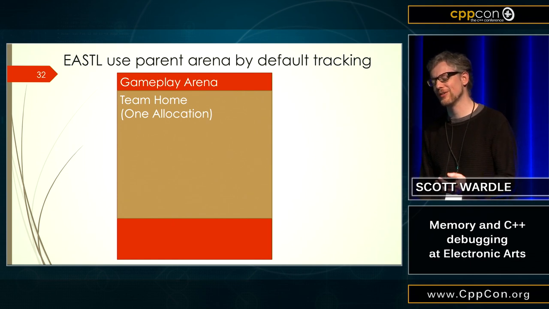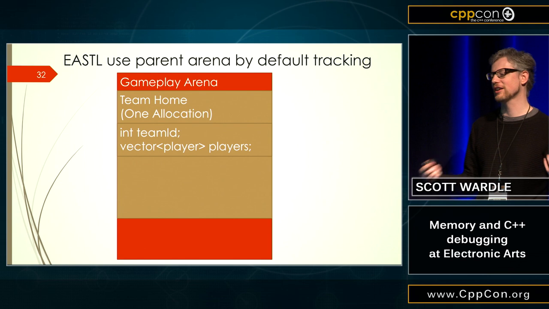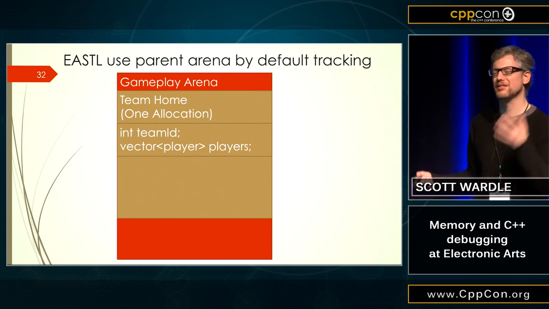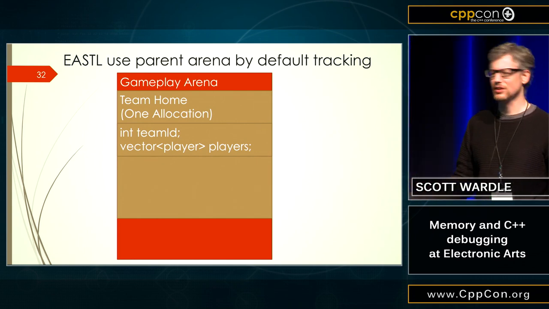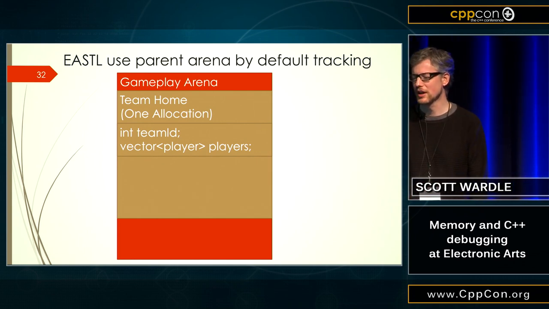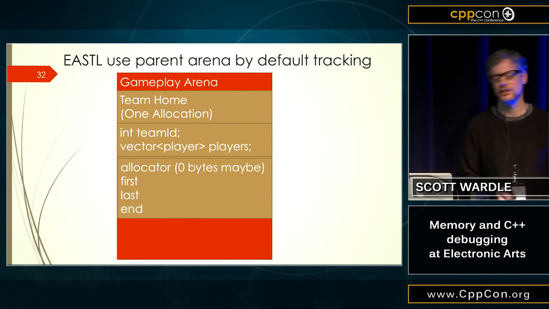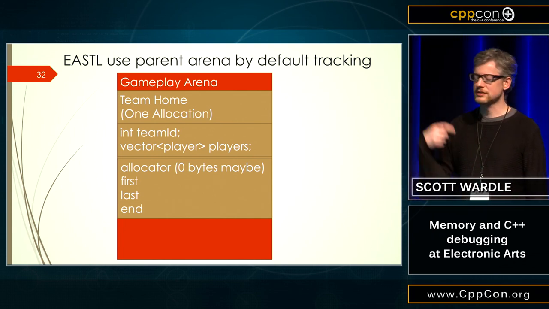So what we started to do with ESTL, because we wanted to solve it in a cleaner way, you could have an arena, like a gameplay arena or a level arena, it doesn't really matter which. And you could allocate, you know, your team, your home team, or whatever. And maybe it has a team ID and a vector of players. And of course, everyone knows what a vector is going to have in it. It's going to have an allocator, which might be 0 bytes. You know, first, last, end pointer.